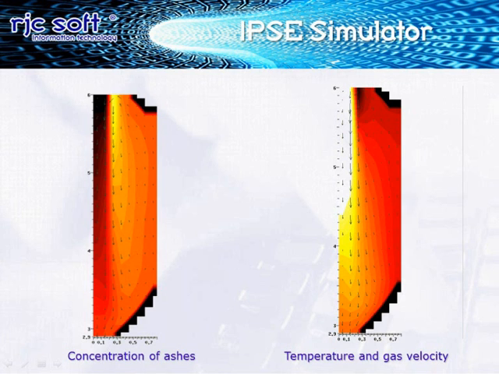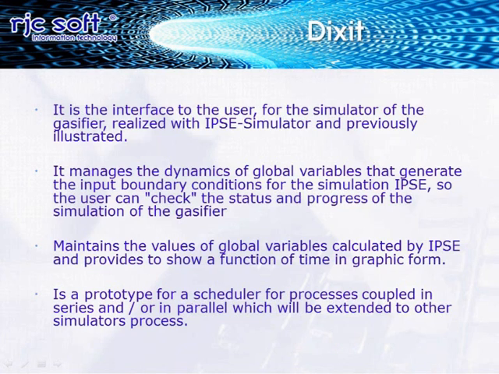For better management of the IPSE simulator, RJC Soft produced the Dixit interface. It is the interface for the user to the simulator of the gasifier realized with the IPSE simulator previously illustrated. It manages the dynamics of global variables that generate the input boundary conditions for the IPSE simulator, so the user can check the status and progress of the simulation of the gasifier. It maintains the value of global variables calculated by IPSE and shows them as a function of time in graphic form. It is a prototype for a scheduler for processes coupled in series and/or in parallel, which will be extended to other simulators processes.